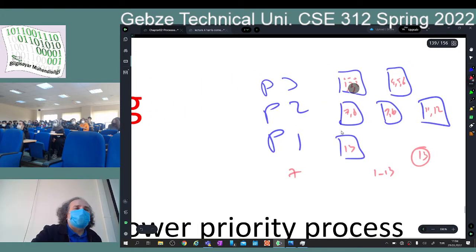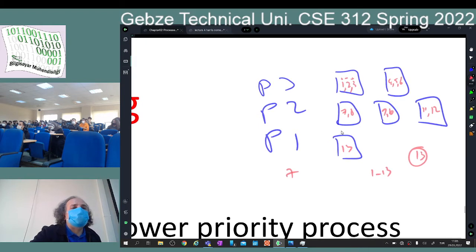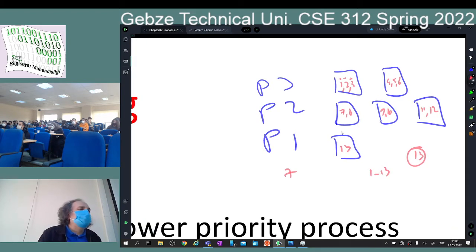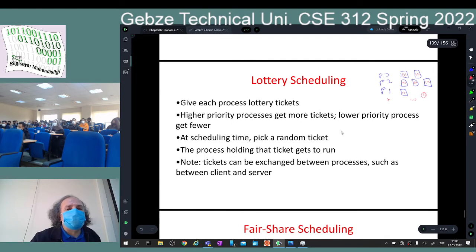if I am trying to get a lock, that lock is taken by this process P1. Okay. I can give temporarily my tickets to this process P1. So you may transfer your tickets temporarily to some other process so that process runs and releases the CPU. That's what we say. Tickets can be exchanged between processes, such as the client and server, or a process that holds the lock. Okay, so that's the idea of lottery scheduling.